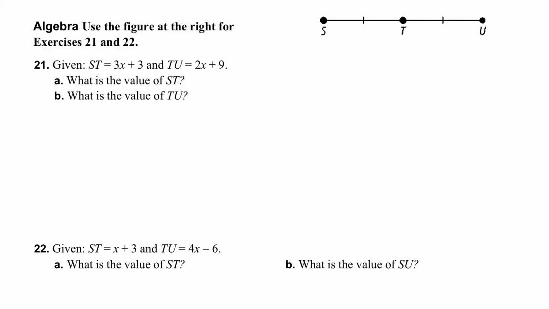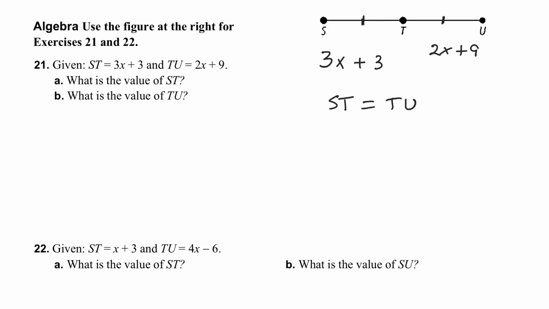For the next problem, 21, it says use the figure to the right for exercises 21 and 22. They're telling you that the distance from S to T is 3x plus 3. The distance from T to U is 2x plus 9. I know that they're congruent because of this marking. That means they're the same distance. So you have 3x plus 3, and TU is going to be 2x plus 9. Now, we know that ST is equal to TU.